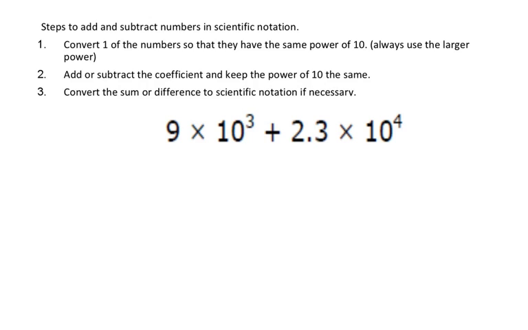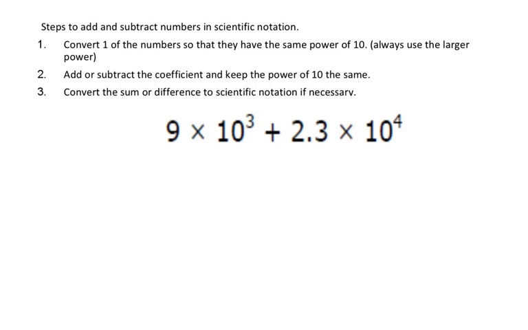Step number 1 says convert the numbers so that they have the same power of 10, and we're always going to go to the larger power. Second step is add or subtract the coefficients and keep that power of 10 the same, just like we did the common denominator in fractions. And then we're going to look at our final answer, either our sum or difference, and we're going to say, is it still in scientific notation correctly? All right, so let's try this problem.